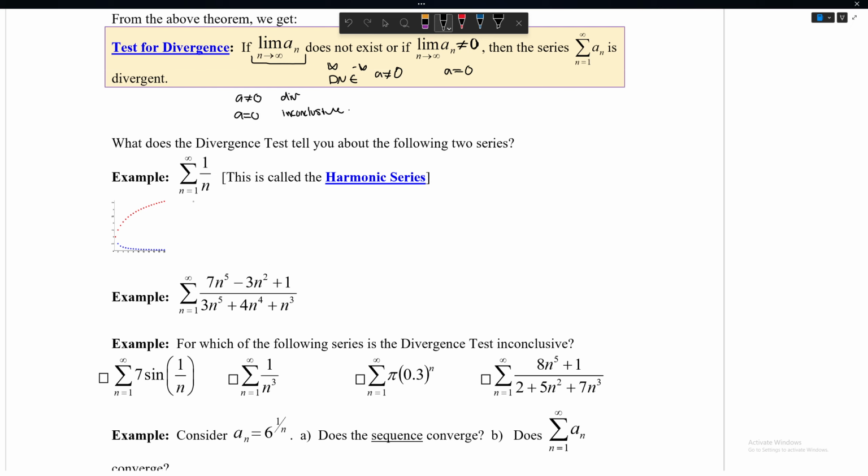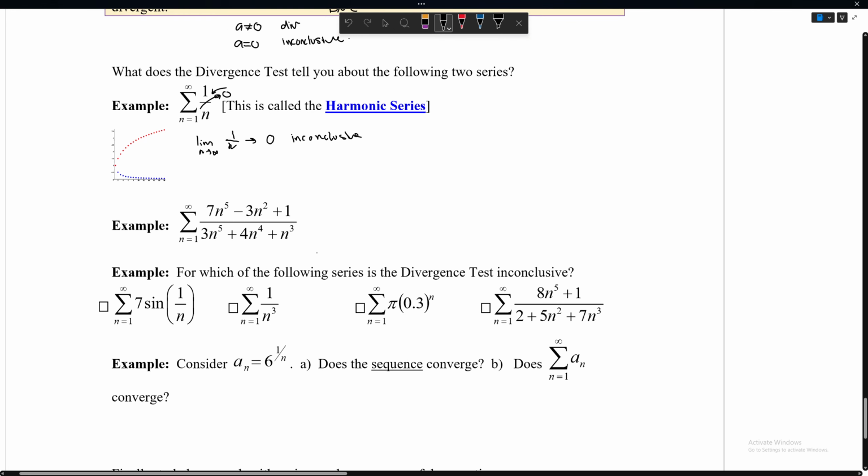You want to take this. This is your a of n, right? And so what you want to do is take it to infinity. As n goes to infinity, what happens? This goes to 0, right? And so when I take the limit as n goes to infinity of 1/n, then this goes to 0. And so this is inconclusive.